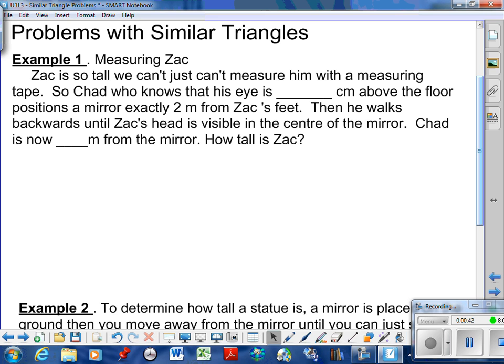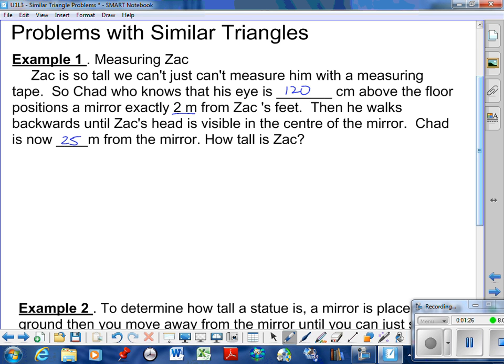So first example here, measuring Zach. Some person called Zach is so tall, we just can't measure him with a measuring tape. So Chad, since Chad's not here with me, I'm going to guess, is probably 120 centimeters from his eyes to the ground. And he positions a mirror between the two, and it's 2 meters from Zach's feet. Then he walks backwards until Zach's head is visible in the center of the mirror. Let's say he's 25 meters from the mirror.